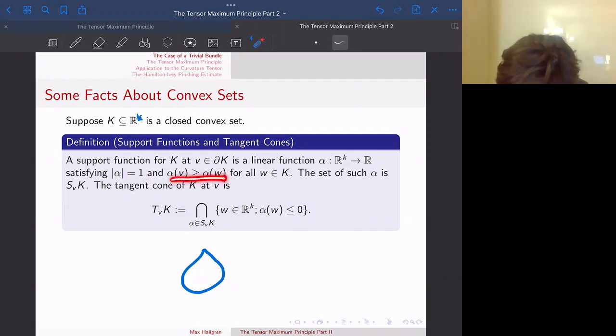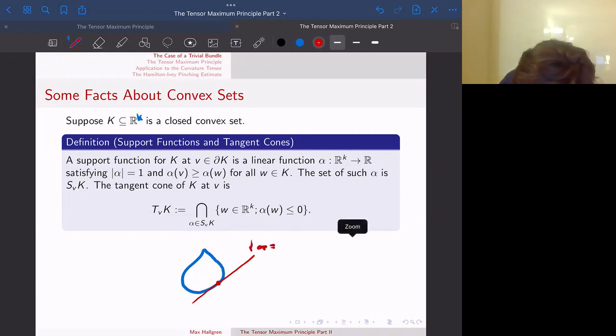Okay, and what's more is we want this linear functional to take a larger value at v than anywhere else in our convex set. So I'm going to attempt to draw an example of this. So at any point of our convex set where the boundary is smooth, a support function is going to look like this. So this is the set alpha equals alpha v.